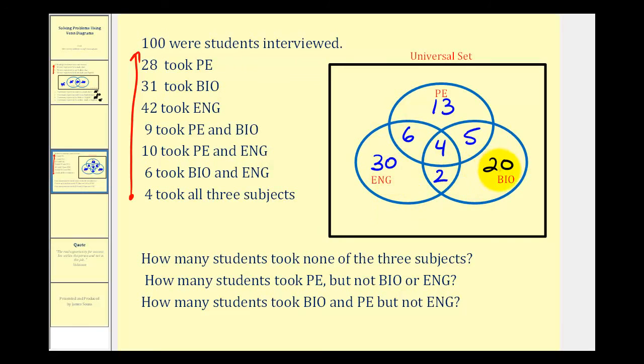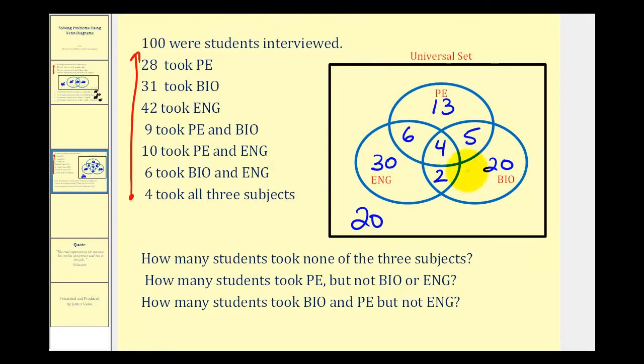We have 30 plus 20 plus 13, that's 63, plus 6 plus 4 plus 5 plus 2, that's 17. So 80 students have been accounted for of the 100, leaving 20 more that are not taking any of these 3 subjects.